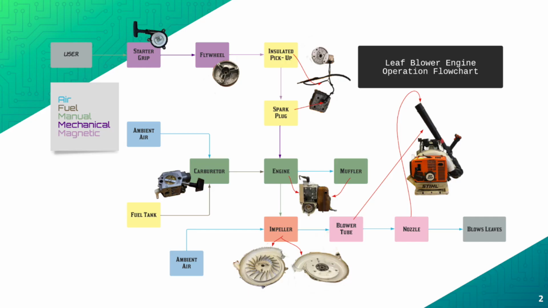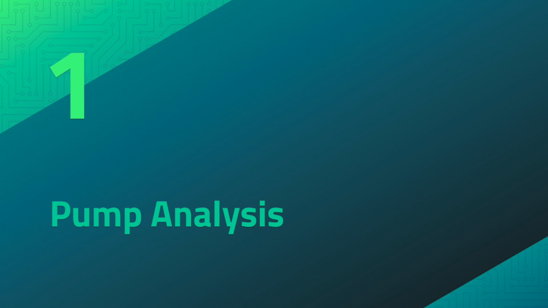This flowchart shows the movement of air through the system. When the user pulls the starter grip, the flywheel is activated, sending current through the pickup to the spark plug. The gas-air mixture from the carburetor is ignited in the engine, which propels the impeller. While ambient air is sucked into the pump, a pressure difference occurs, shooting the air at a high velocity through the blower tube. We will start by doing an analysis of the centrifugal pump.